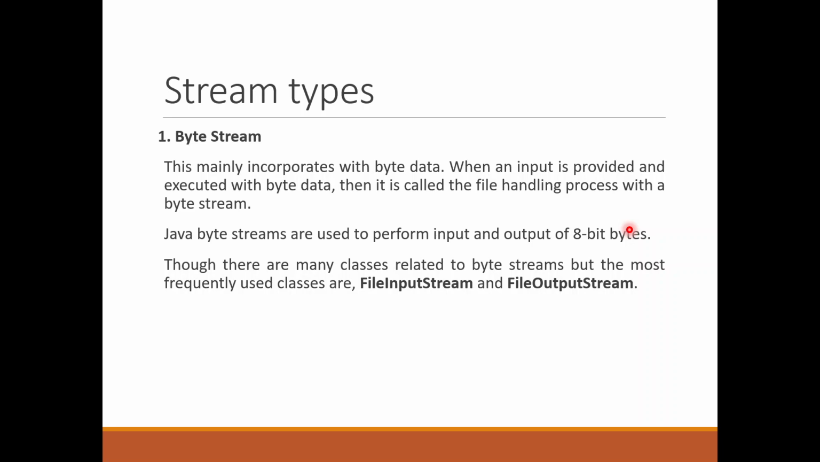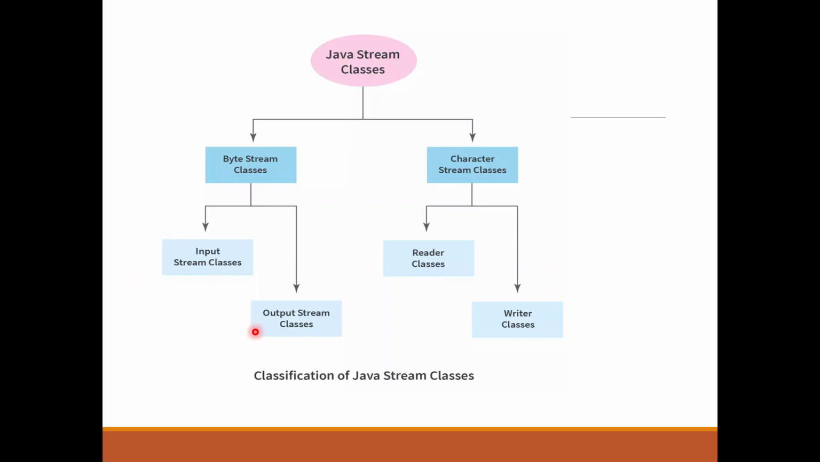So there are many classes related to byte stream, but in general the most frequently used classes are FileInputStream and FileOutputStream. These are the two most frequently used classes under file stream, and that is what is elaborated in this diagram.